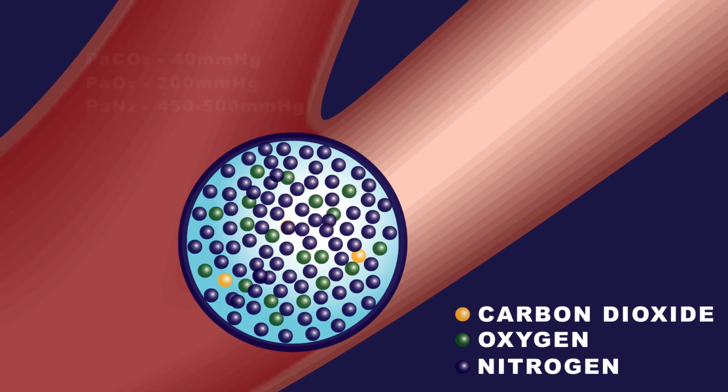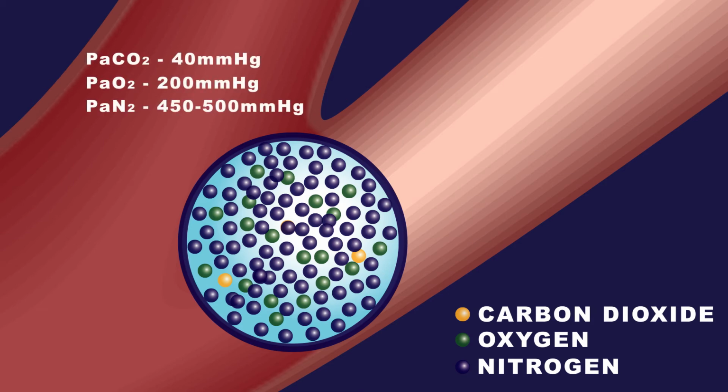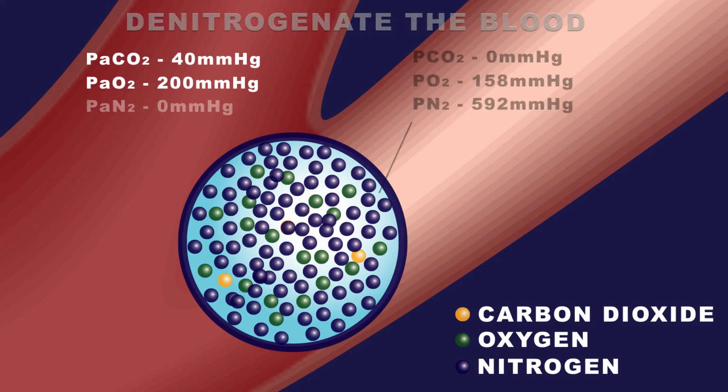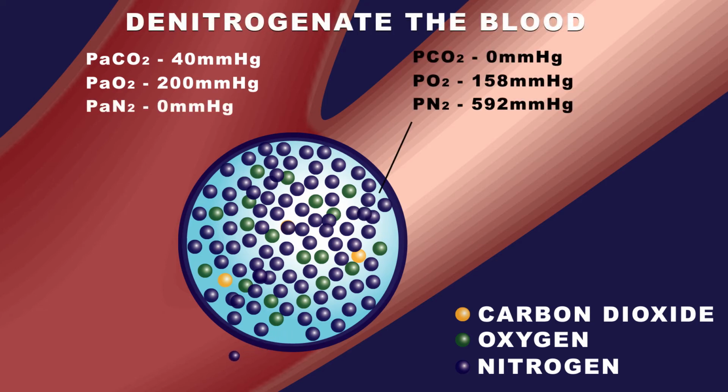In a typical arterial blood gas, gas pressures are PaCO2 40 millimeters of mercury, PaO2 200 millimeters of mercury, and the remaining composition of gas is mostly nitrogen, exerting about 450 to 500 millimeters of mercury pressure. By decreasing the total pressure of the dissolved nitrogen, we make room to dissolve additional nitrogen into the blood. Removing nitrogen from the blood creates a large pressure gradient, so the nitrogen in a bubble dissolves into the blood.